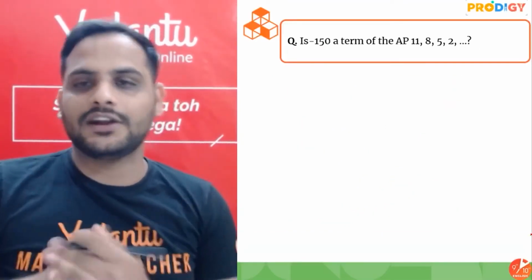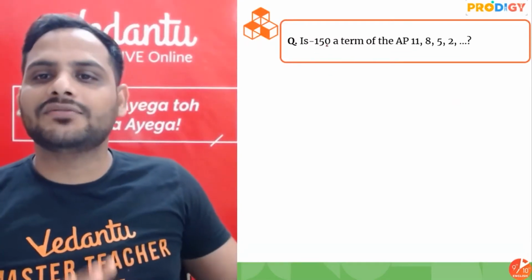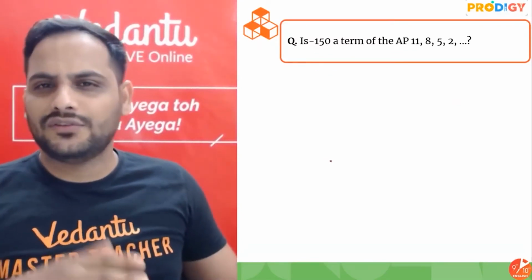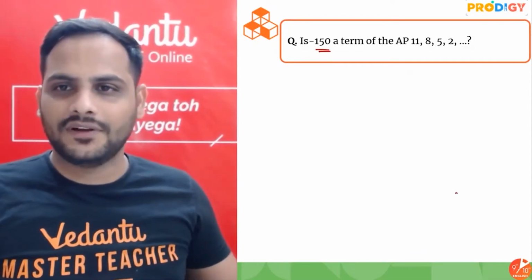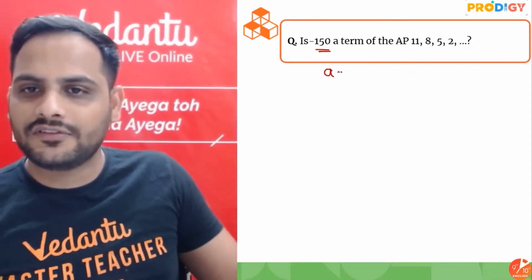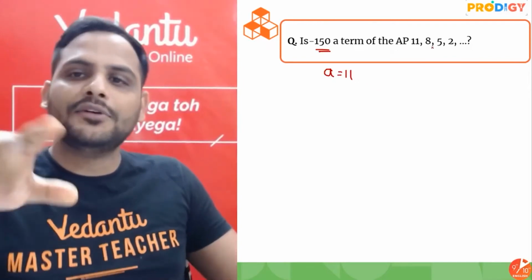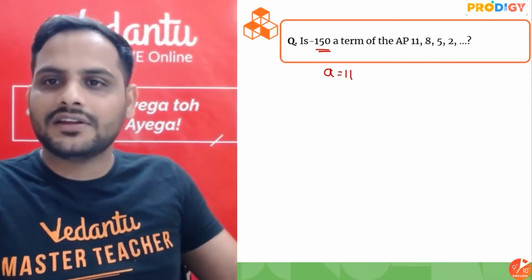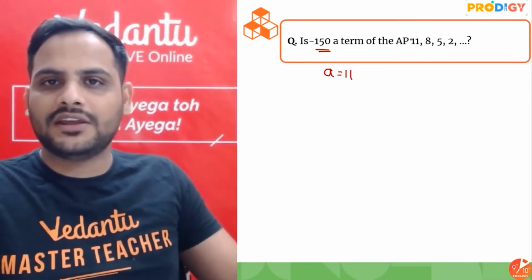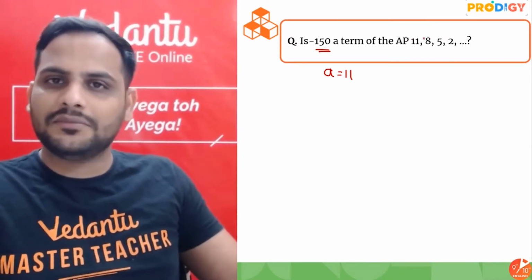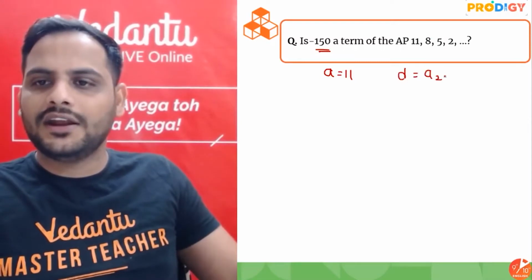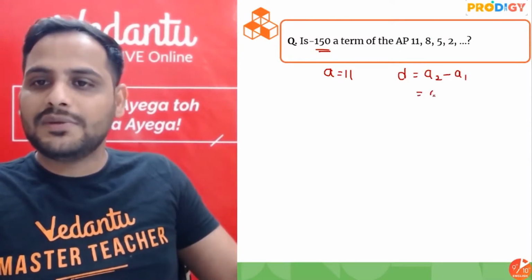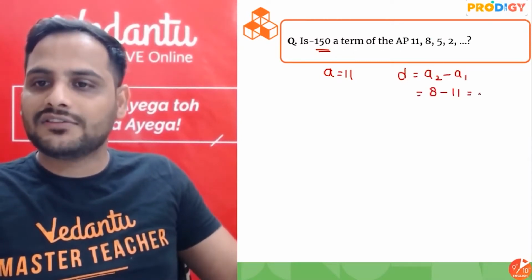Now let's look at this question. It is asking whether minus 150 is a term of this AP. So let's see what the value of n is for minus 150. In this AP, the first term is 11. The common difference is not given directly, but the terms are. The difference between any two consecutive terms is the common difference, so I write a2 minus a1, which is 8 minus 11, which is minus 3.